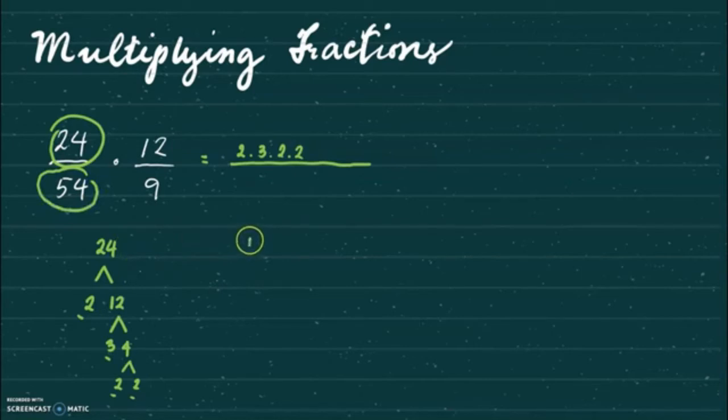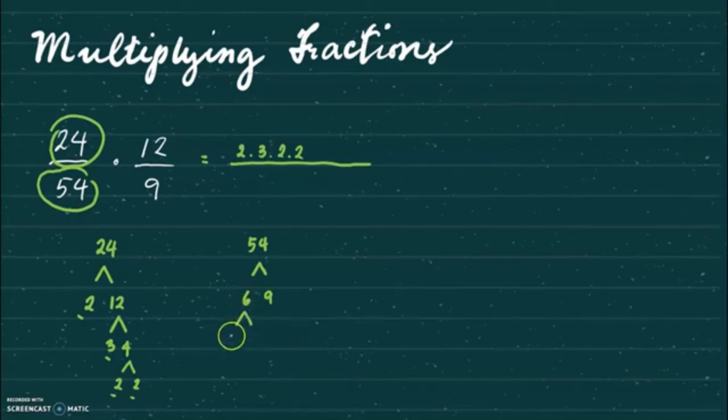Let's find the prime factors of 54. Factors of 54, we can have 6 and 9. 6 times 9 is equal to 54. 6 is not a prime number. It's still composite, so you still have to factor this out.